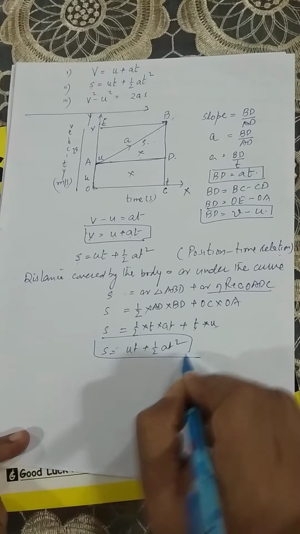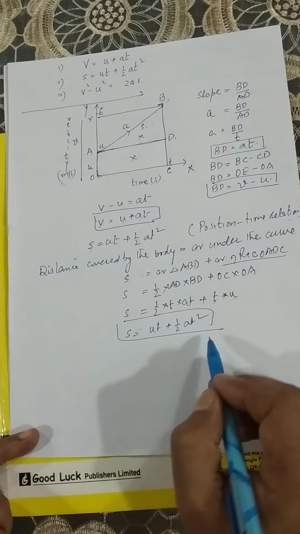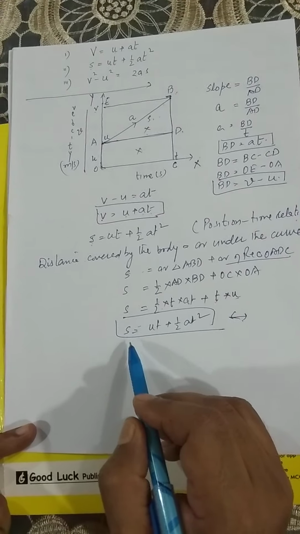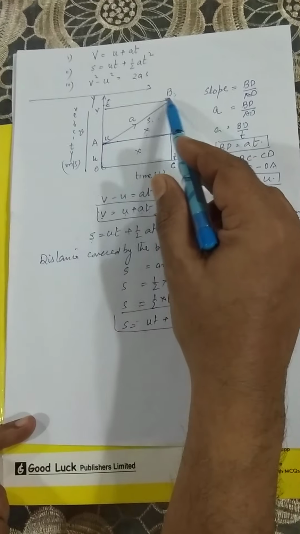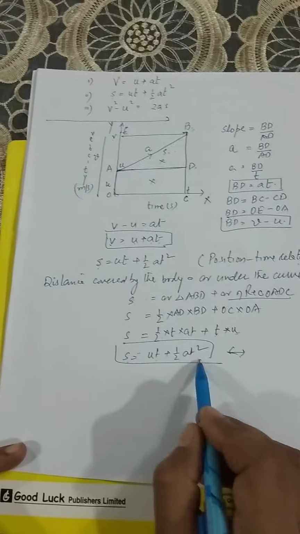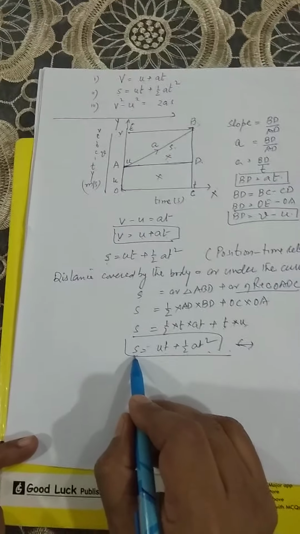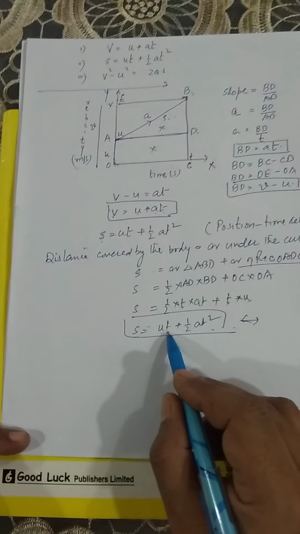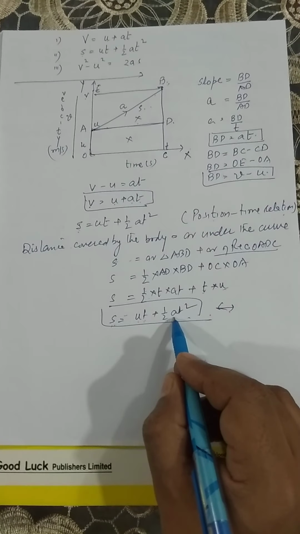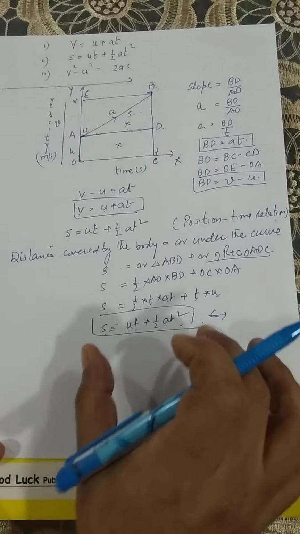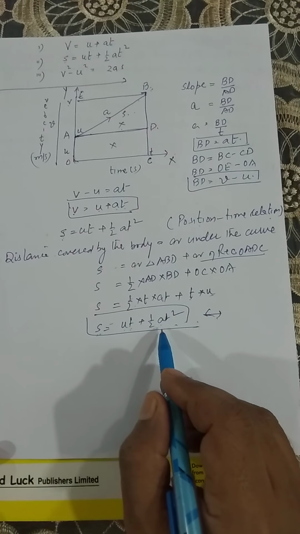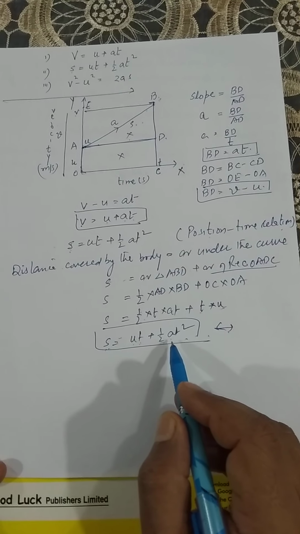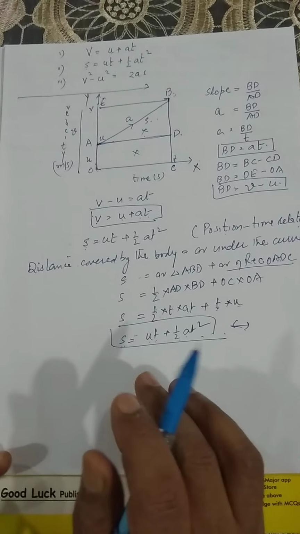This is the second equation of motion, which is calculated by the area under the graph from A to B. So S is equal to UT plus half AT square. S is the distance covered by the body, U is initial velocity, T is time, and A is the acceleration. In this equation, there is no final velocity. So whenever we have to calculate the distance traveled by the body, when the final velocity is not given, we use the second equation of motion.